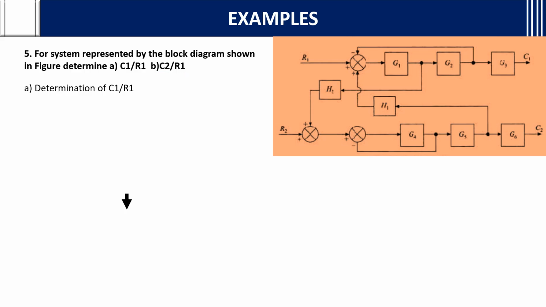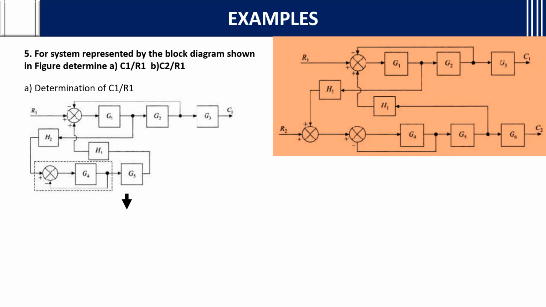When you want C1 by R1, you need to make R2 and C2 as 0. So how does it happen? H1 is connected directly to G5. As C2 will be 0, this G6 also will be 0. So we will remove that G6 part, and this H2 will be connected to the summing point of the G4.